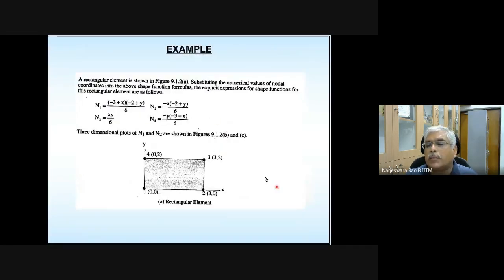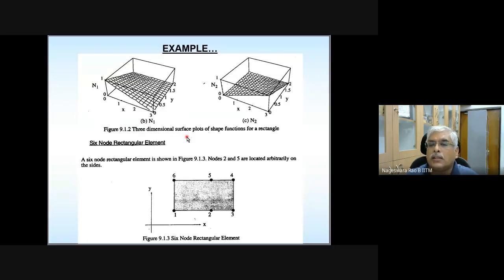And anyway, all this I explained to you in yesterday's class, taking specific values of x1, y1, x2, y2, x3, y3, x4, y4, expressions for all the shape functions are written, and the same is plotted here. So you can also do that to get a feel for how the shape functions are varying. And coming back to the 6-node element, this is what I'm saying. If you want to have quadratic variation along x direction, linear variation along y direction, you can adopt this kind of 6-node element.